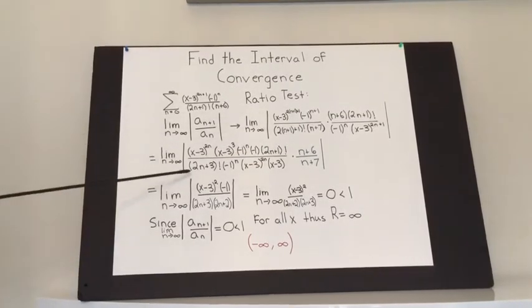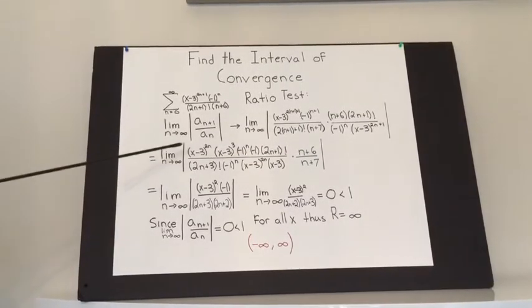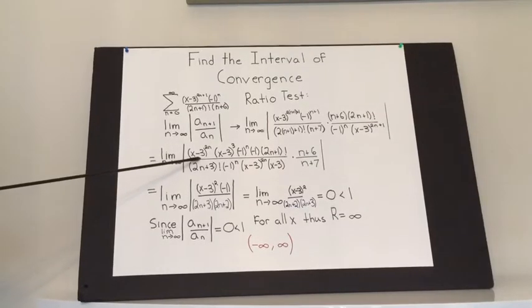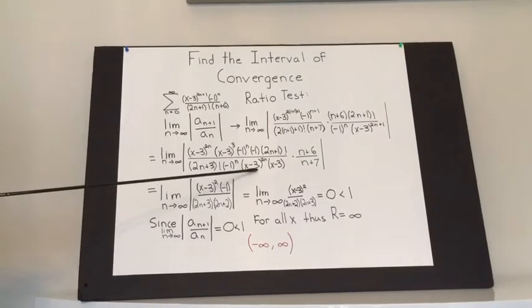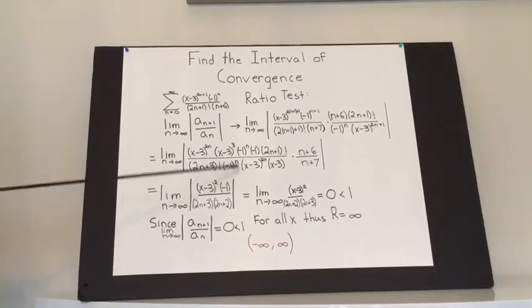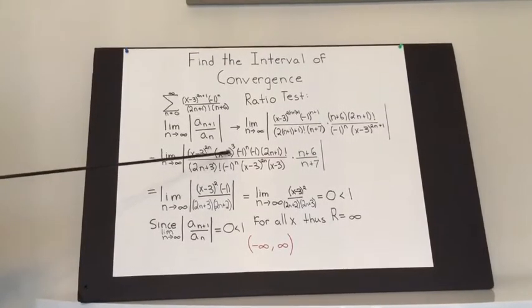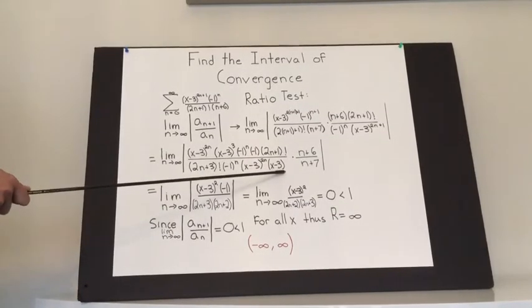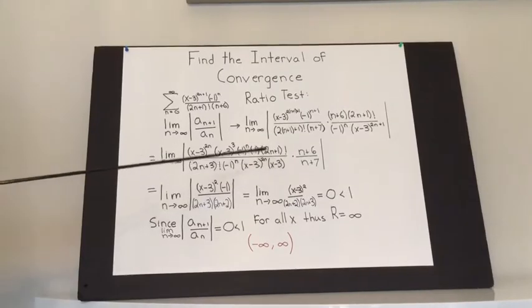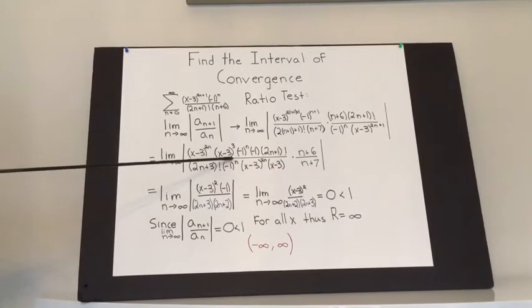Now we go on to simplifying. So (x-3)^(2n) can be simplified with this (x-3)^(2n) and crossed out. (-1)^n and (-1)^n can be crossed out. And (x-3)^3 can be crossed out with (x-3)^1, such that only (x-3)^2 is left on top.